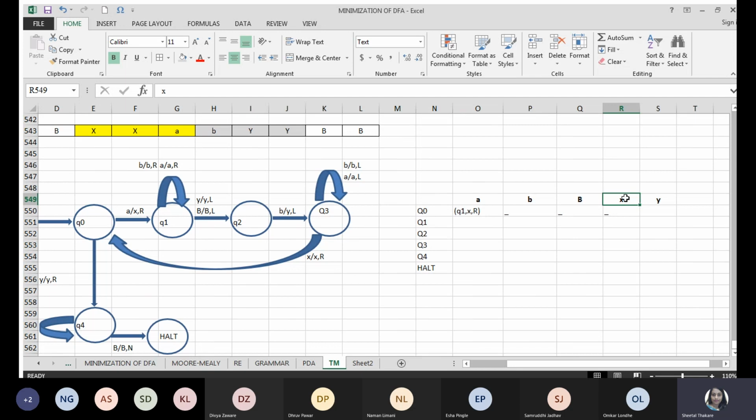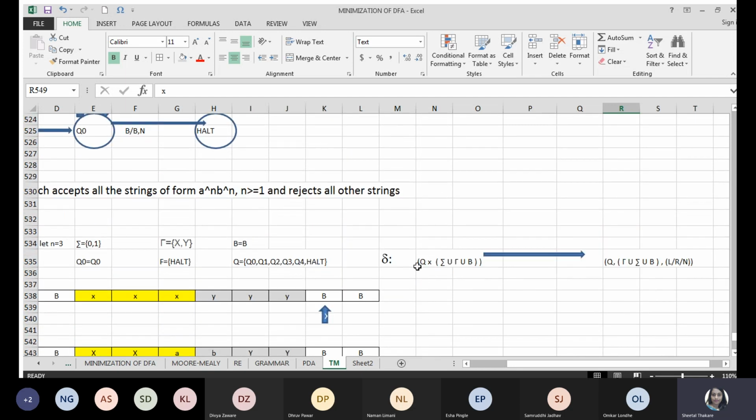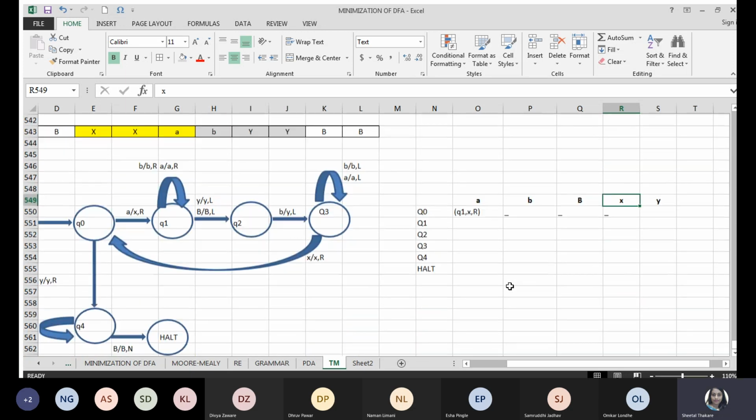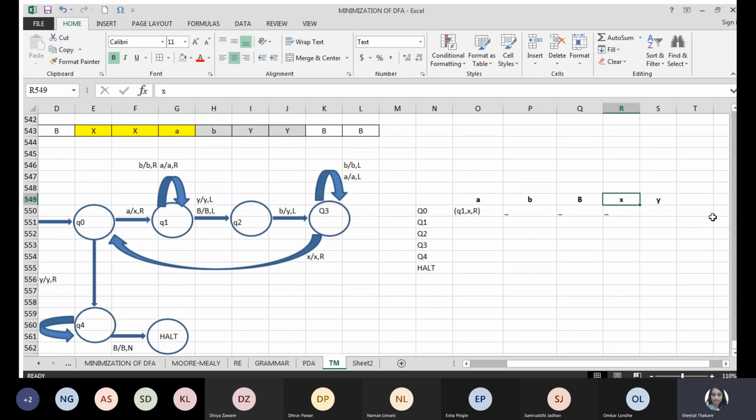Symbols from gamma also you have added. And that's why we got here in the transition function Q along with sigma union gamma union capital B. So these are acting as column headings. For y it is going to Q4. y is kept as y. It's moving towards right.